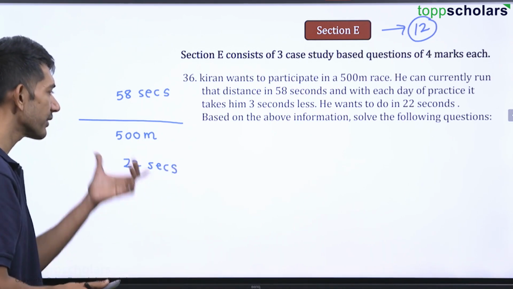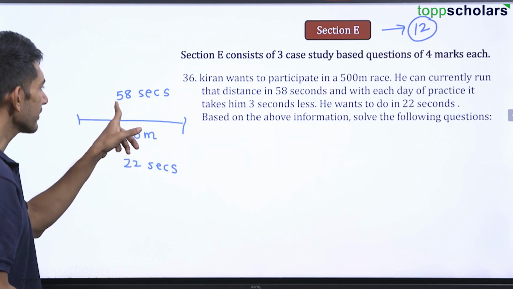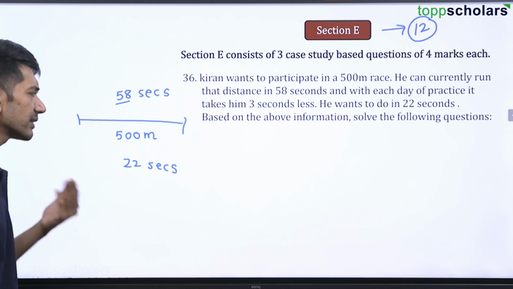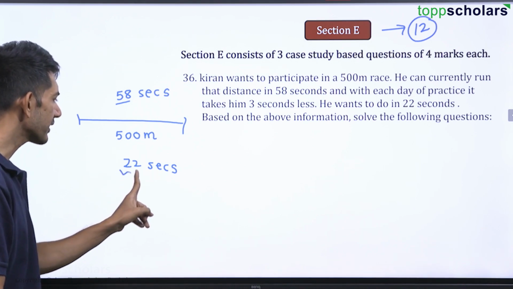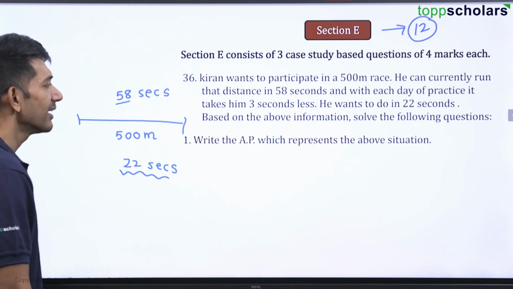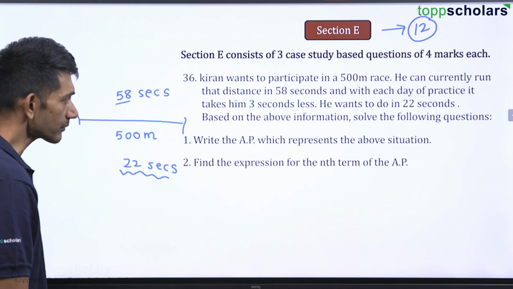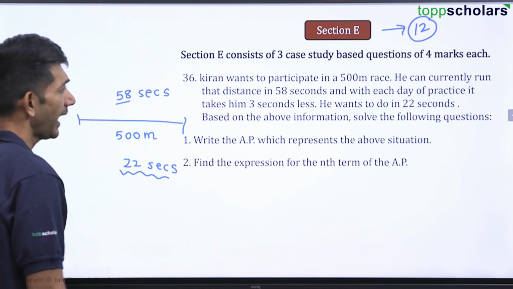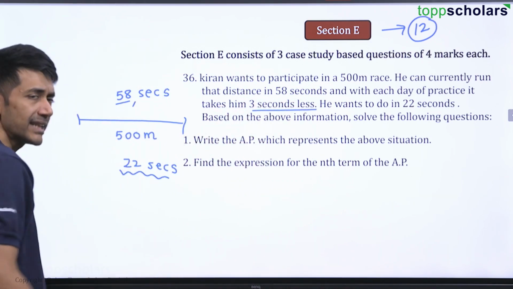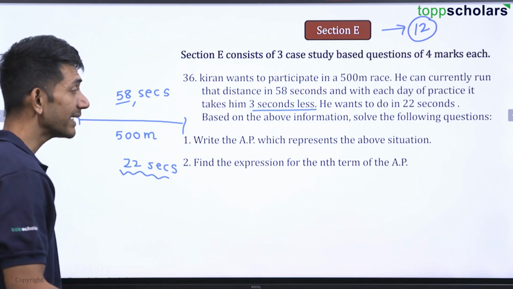Basically what they're trying to say is the distance is constant, which is 500. He's practicing. Initially it takes him 58 seconds. Maybe on the next day it takes him less. He keeps on going, and his target is to achieve the same distance in 22 seconds. The first question says, write the AP which represents the above situation. The second says, and yes, if you see, it takes him 3 seconds less also. That means on the second day, he's taking 55 seconds, then 52 seconds and so on. Express the nth term of the AP.